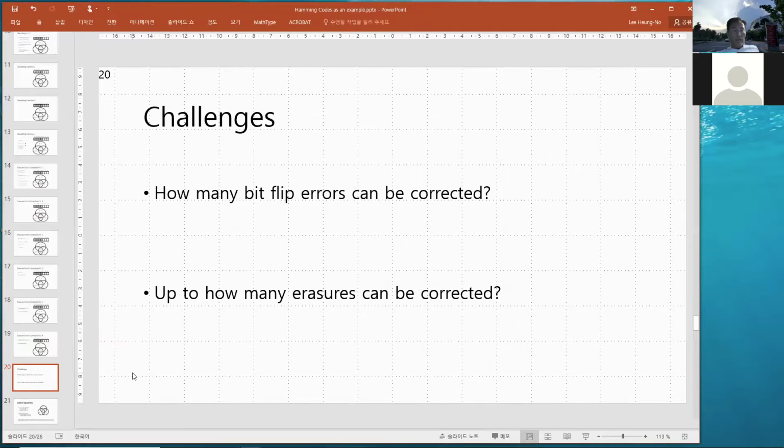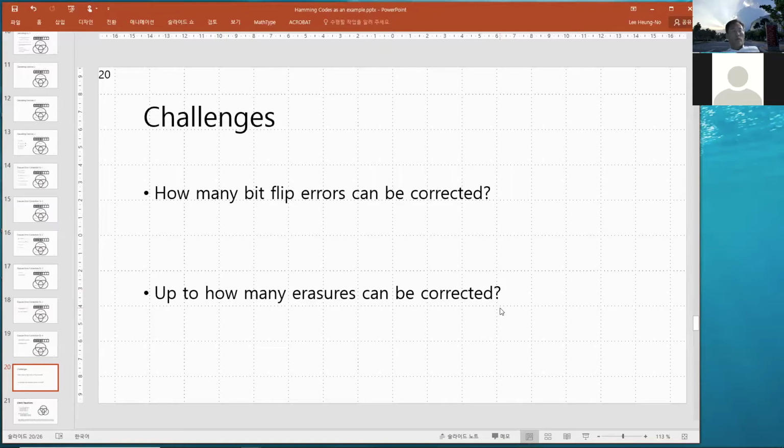And here is the summary. So challenging questions. How many bit flip errors can be corrected? This question can be answered based on error patterns. The correct answer is that all single error patterns can be corrected, but other than that, no bit flip errors beyond a single error can be corrected. So that's the summary. And then up to how many erasures can be corrected? Up to 3 erasures can be corrected, but not all 3 erasure patterns are corrected.